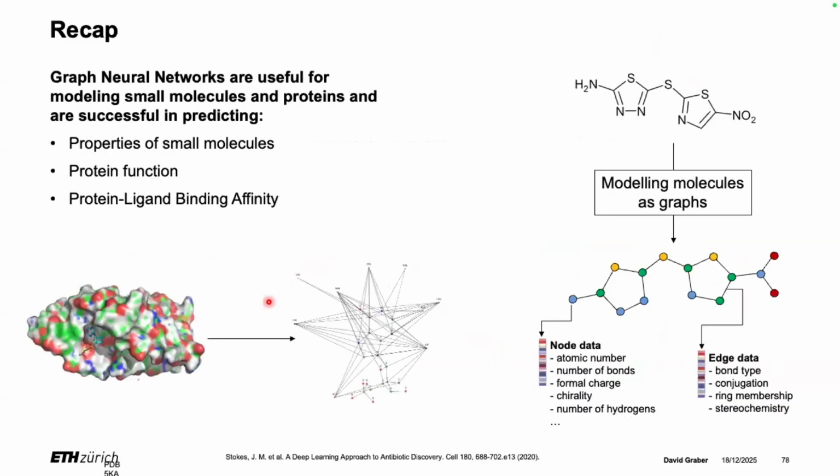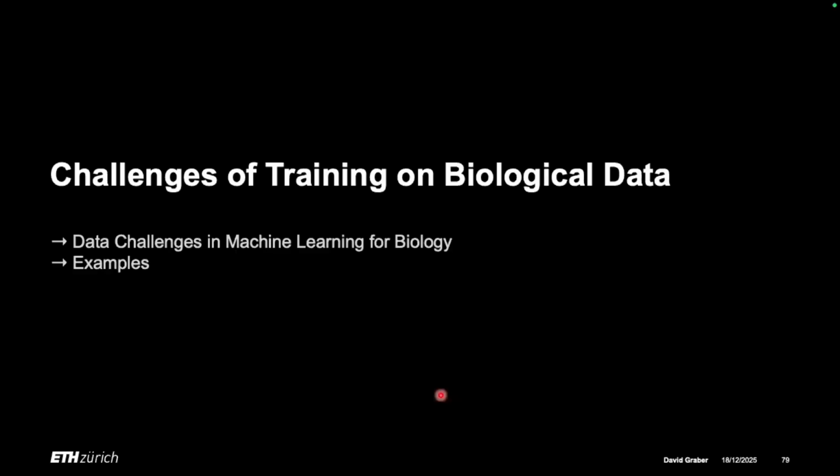And we've also seen that these GNNs can be useful to model molecules and proteins. So they can be used for the prediction of properties of small molecules, like that model that predicted antibacterial activity. They can be used for protein function prediction, or also, as we have seen, for the prediction of binding affinity between proteins and ligands. All right, I hope that refreshes the most important things we've seen last week.